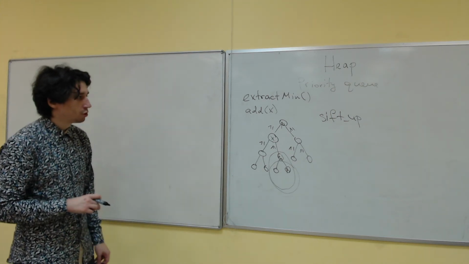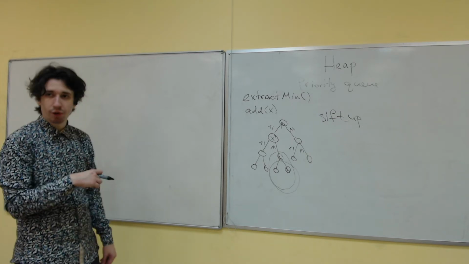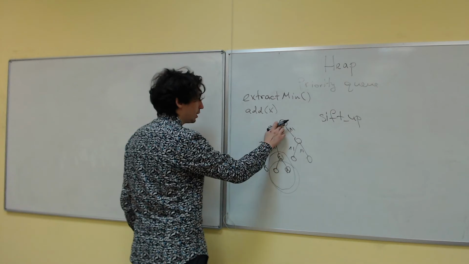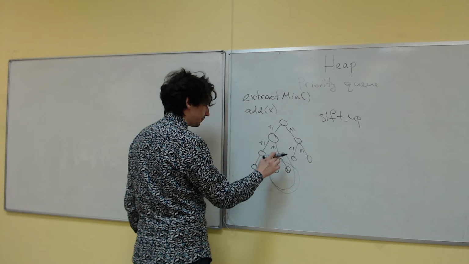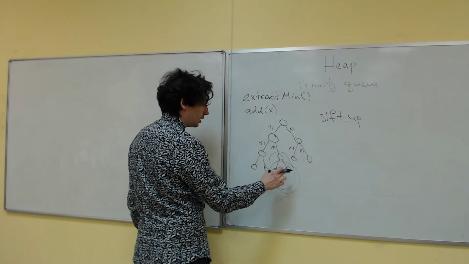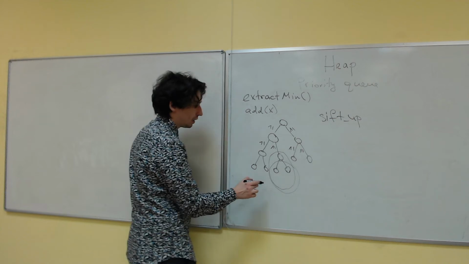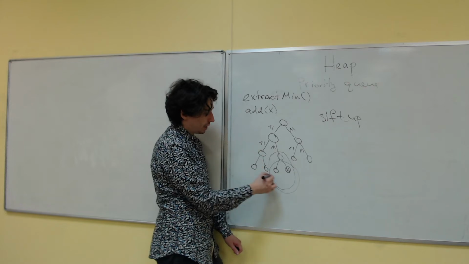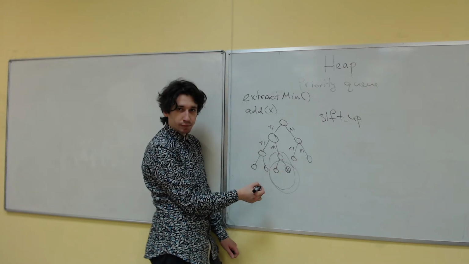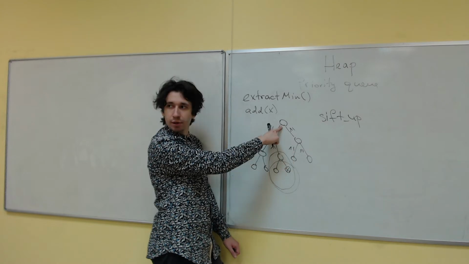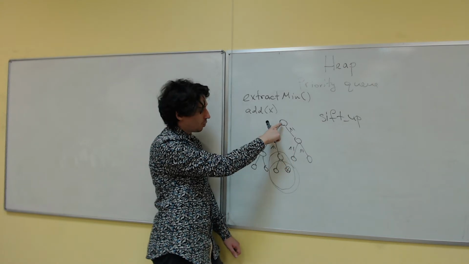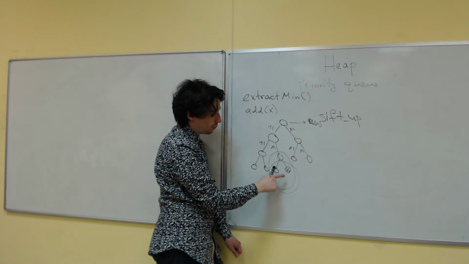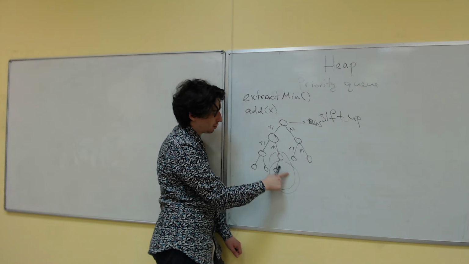Okay, what to do with extract min? So this is how add works. With extract min, it will be a little bit more complicated. We will take the latest element here, which is x. I mean, it is the nth element in the array, and we swap it with, kind of not swap it, we just withdraw this. So this is the answer, and we place x at the root.